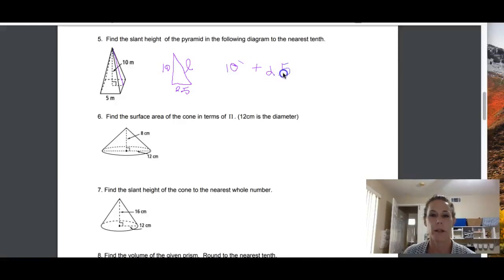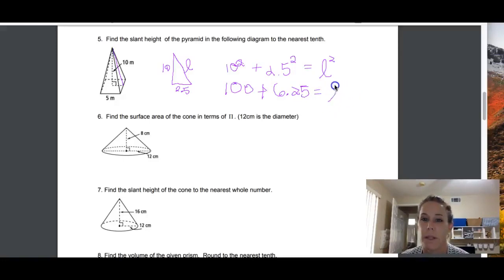I apologize for the writing on this tool. It's just awful. It just doesn't work very well. Equals the slant height squared. And just work the math out on that. This is going to be 100. And then if you do 2.5 squared, 2.5 times 2.5 is going to be 6.25. That's a plus 6.25. And that's going to equal your slant height squared.